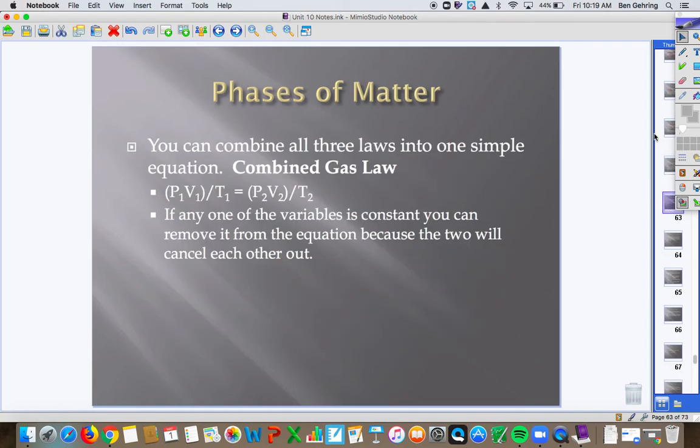All right, and then the last situation. We have what's called a combined gas law, in which you can combine all 3 of those gas laws into one equation. So remember, Boyle said that pressure and volume vary indirectly. Charles said that volume and temperature, and Gay-Lussac said that pressure and temperature.